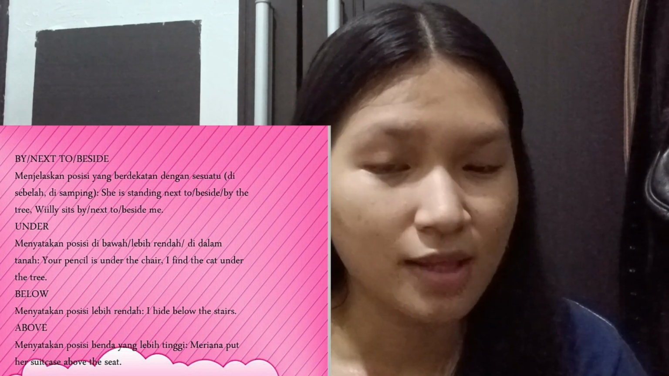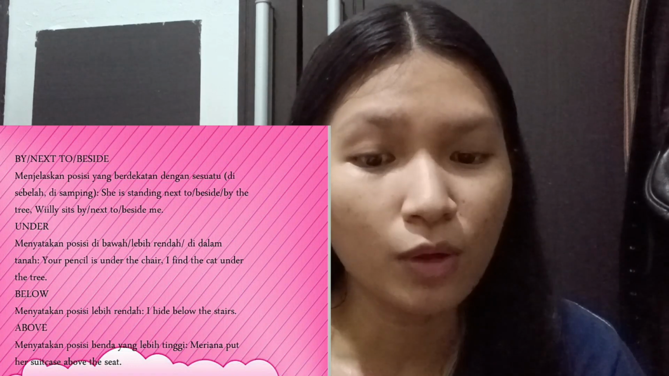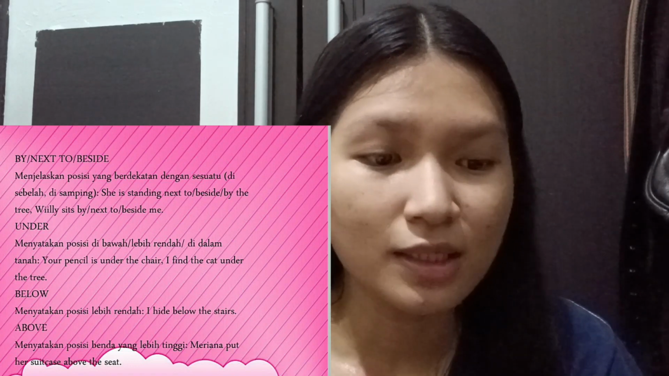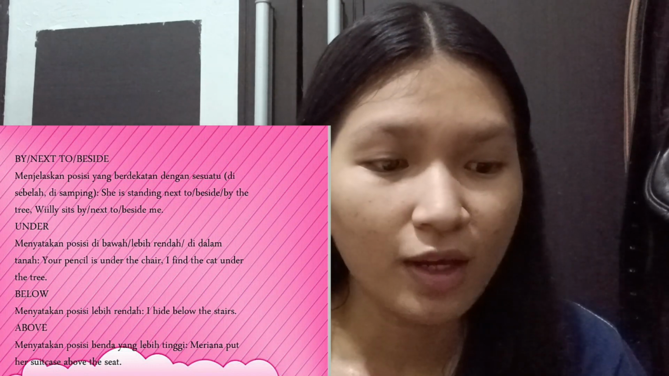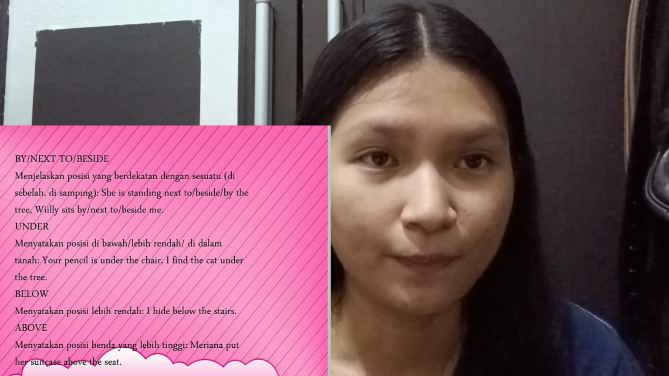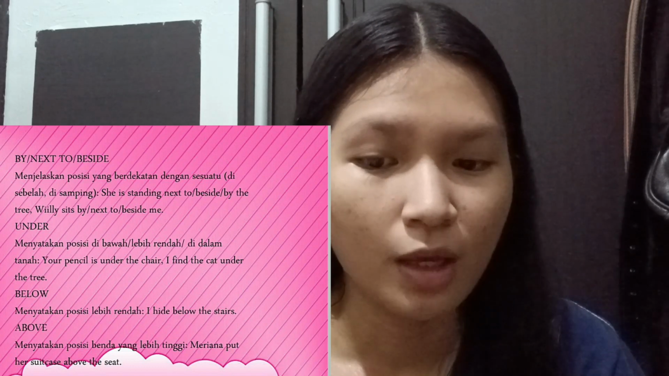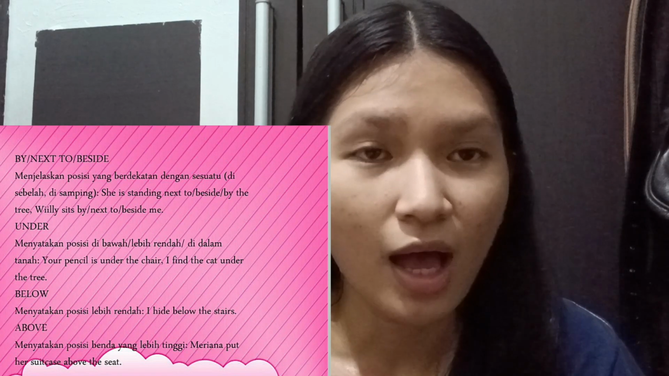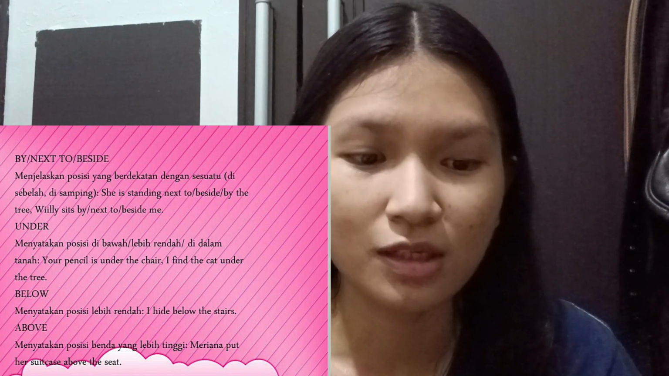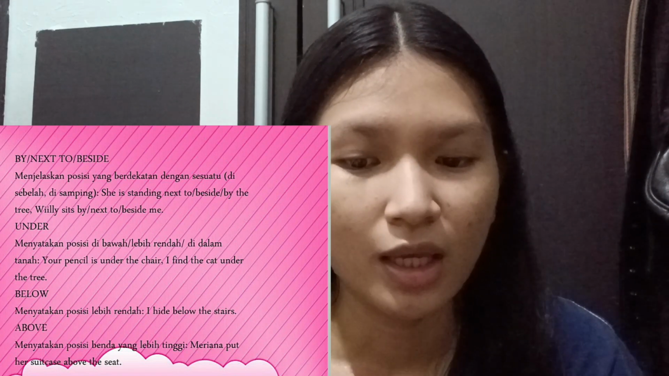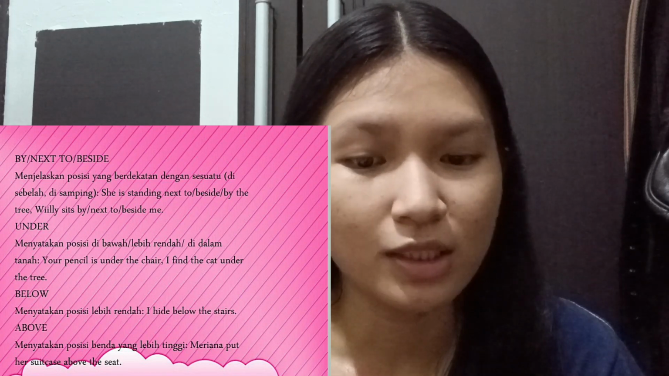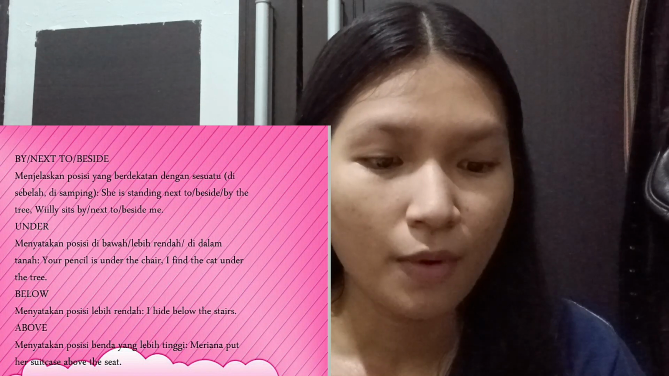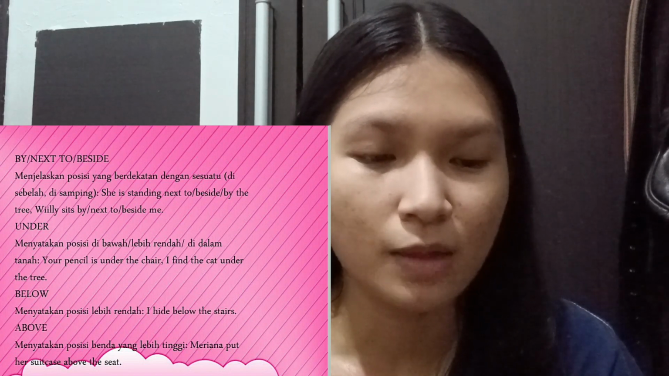Under states a position below or lower, or in the ground. Example: your pencil is under the chair. I find the cat under the tree. Below declares a lower position. The example: I hide below the stairs. Above indicates the position of an object that is higher. For example, Mariana put her suitcase above the seat.